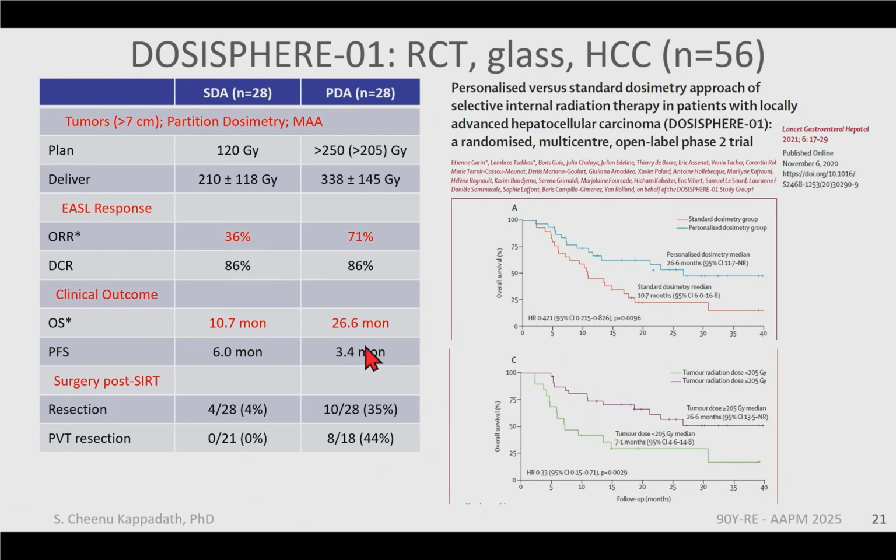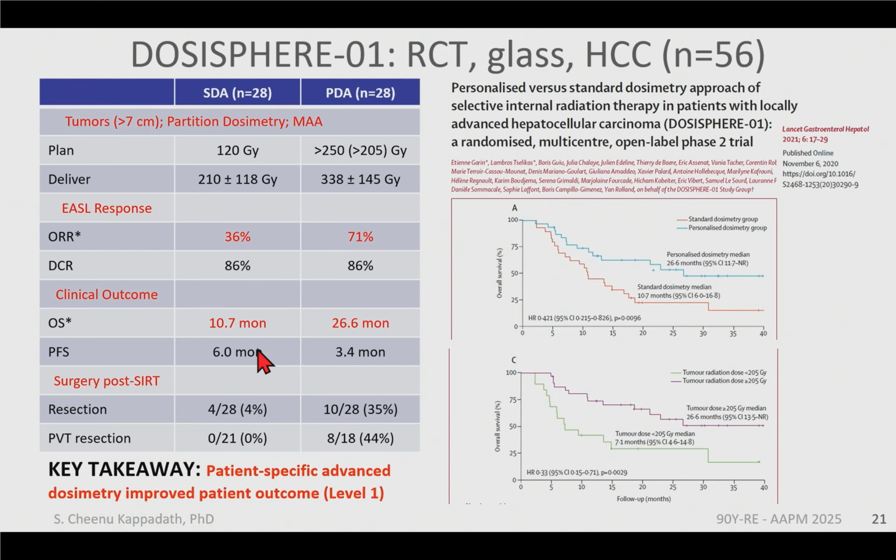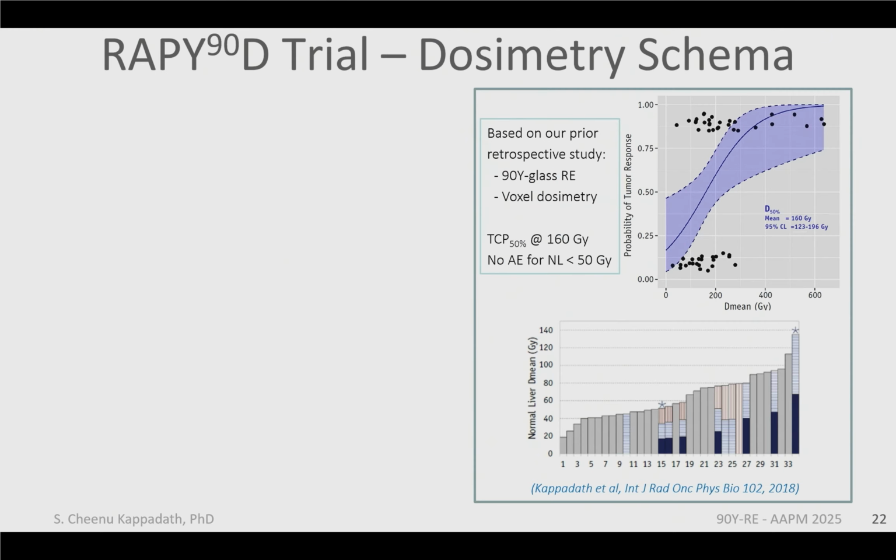And more importantly, you saw a 27-month OS versus a 10-month OS. Okay? So again, this is level 1 evidence that if you do dosimetry, you're able to see a benefit from dosimetry. This is the kind of study we need to tell our clinicians and the regulators that dosimetry is valuable for medicine.